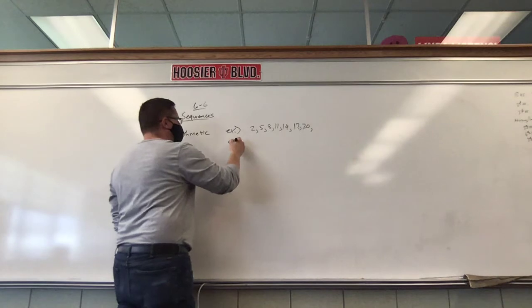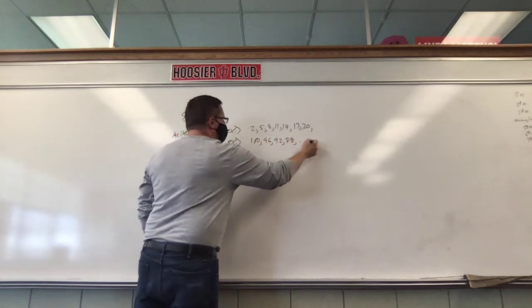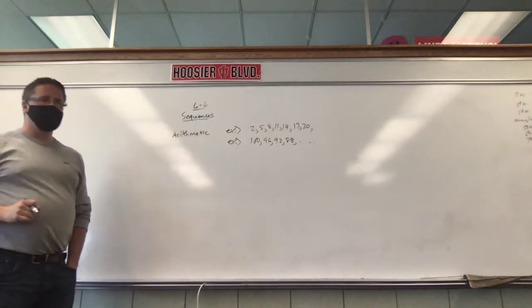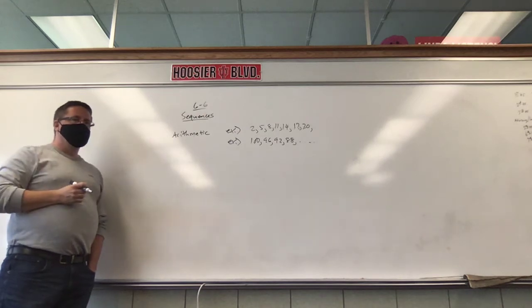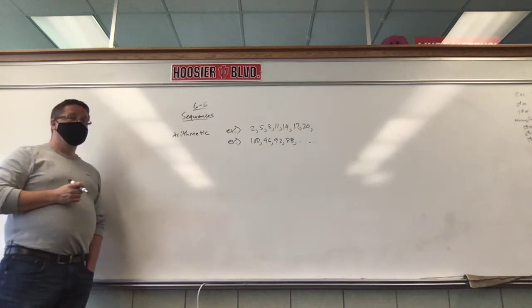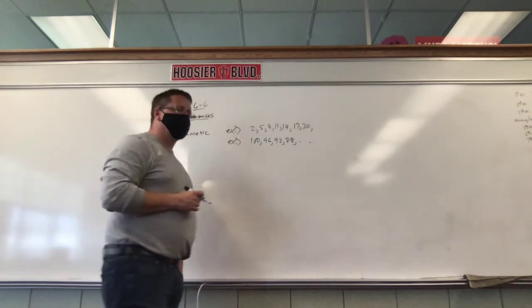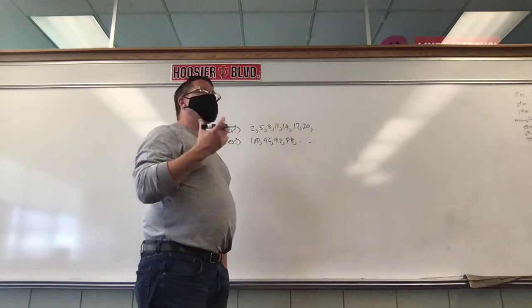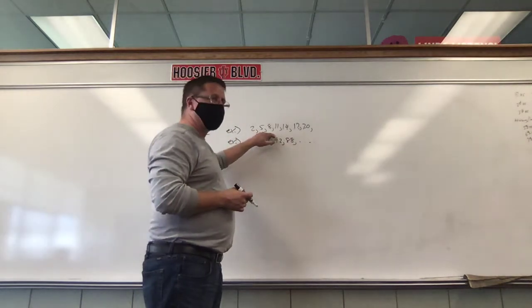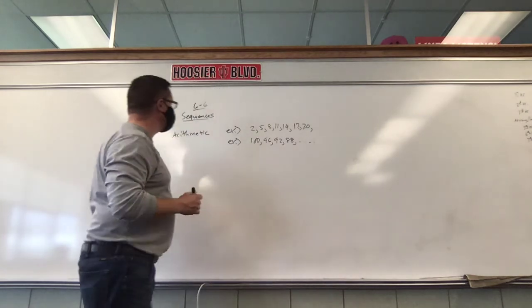Another example of arithmetic would be 100, 96, 92, 88. Anybody know what comes after 88? 84. Then what? 80. What's the pattern? It goes down by 4, minus 4. When? Sometimes? All the time. Okay. So arithmetic, you're either adding the same thing every single time, or subtracting the same thing every single time. You're always adding or subtracting the same number.